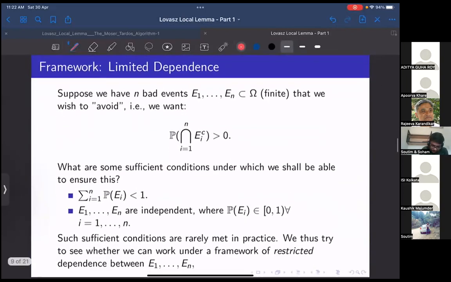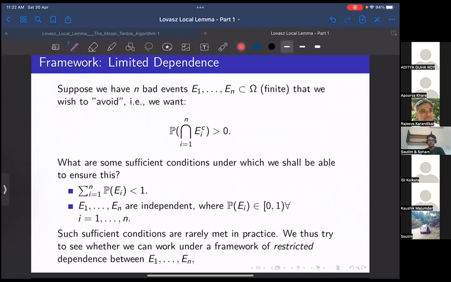So here's a framework that we are going to work with for introducing the Lovász Local Lemma, which is our main result. So suppose we have n bad events, E1 to En. What are bad events? Bad events are events that we want to avoid. So ideally, we would like probability of Ei to be 0.